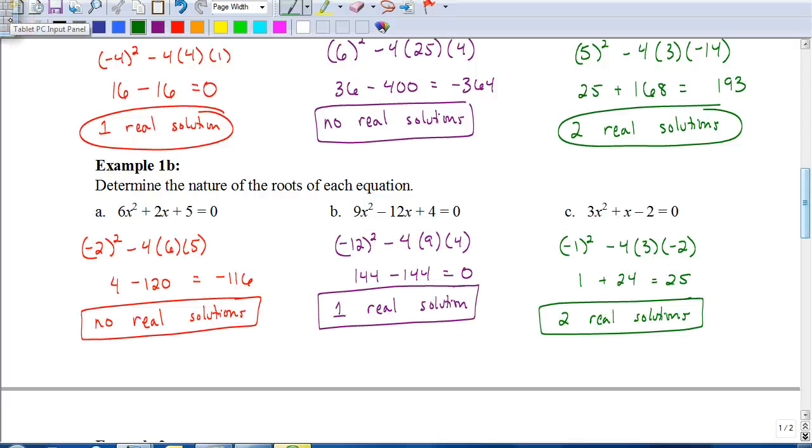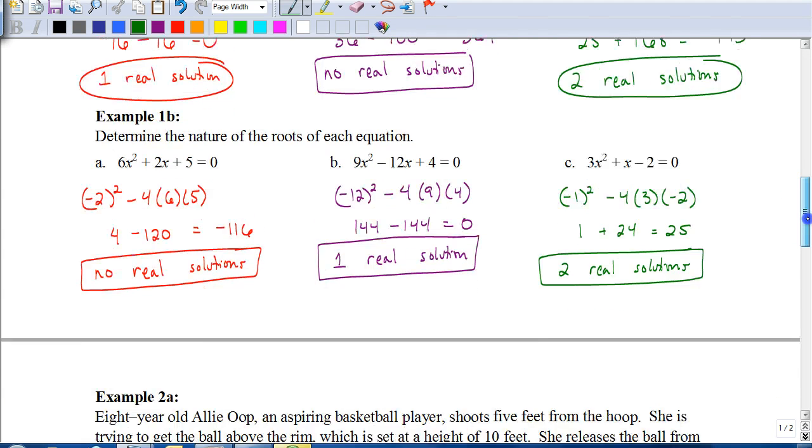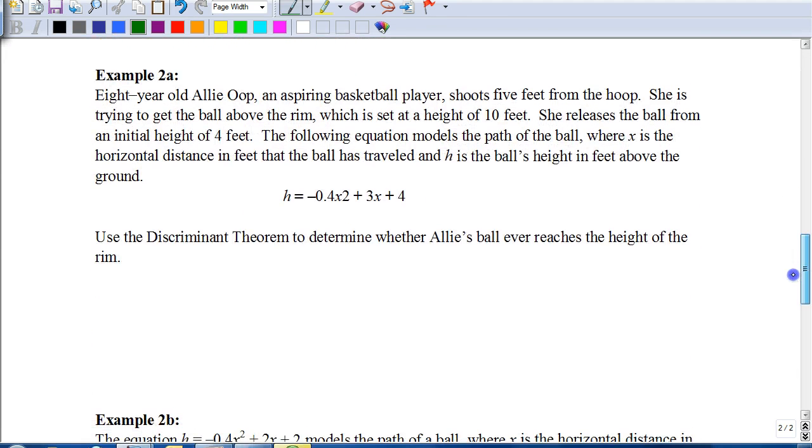Okay, so you can see now, you can check your answers. So the first one, you should have gotten no real solutions. B, you should have gotten 1 real solution. And C, you should have gotten 2 real solutions. If you did not get that, you can pause the video and check my work here to see where you made your mistake. I want to get to a story problem here.